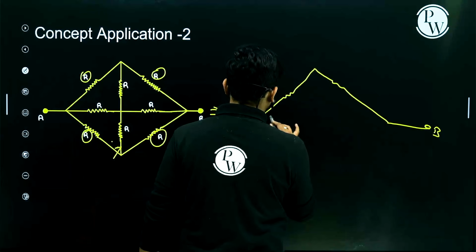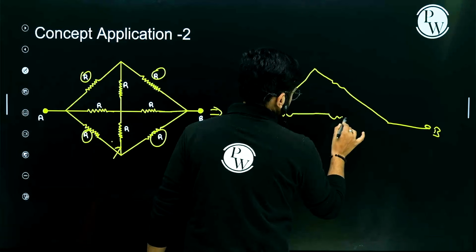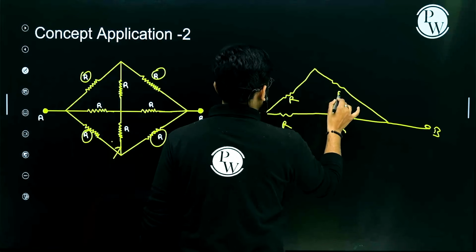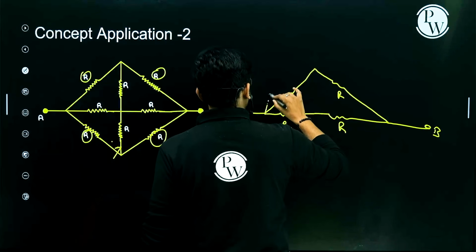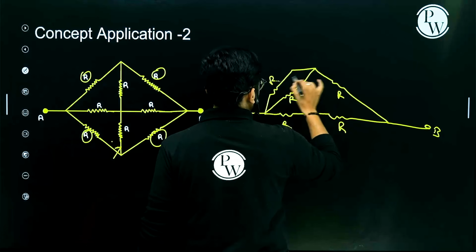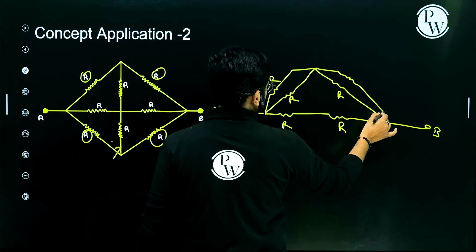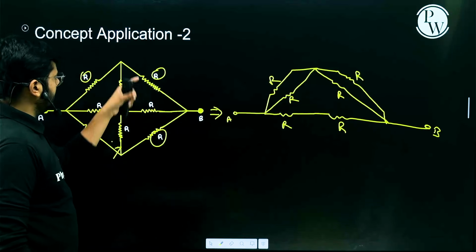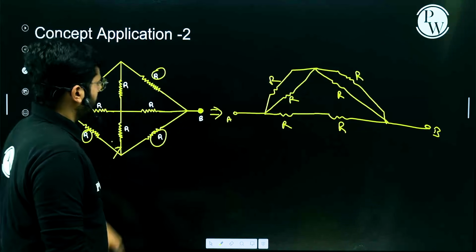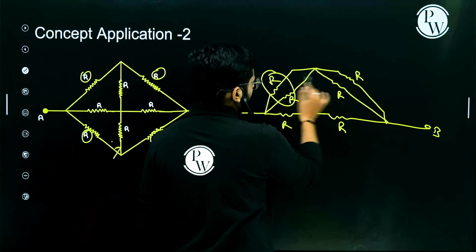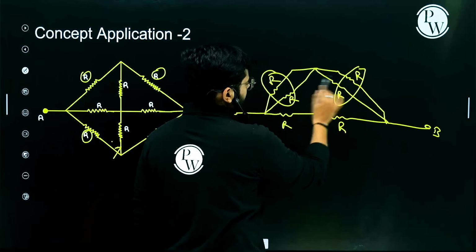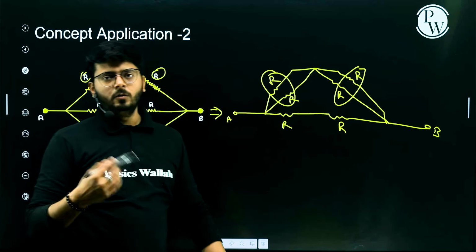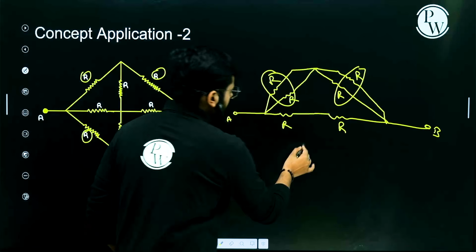All right. This is R, this is R, this is R, this is R. All right. So this is R. This is R. I believe the idea is very clear. This R and this R, this R and this R. All right. And this can be removed. So it will become R by 2. R by 2, they are in series. So the net resistance will become R. R and 2R are in parallel. You can further solve it without any problem.